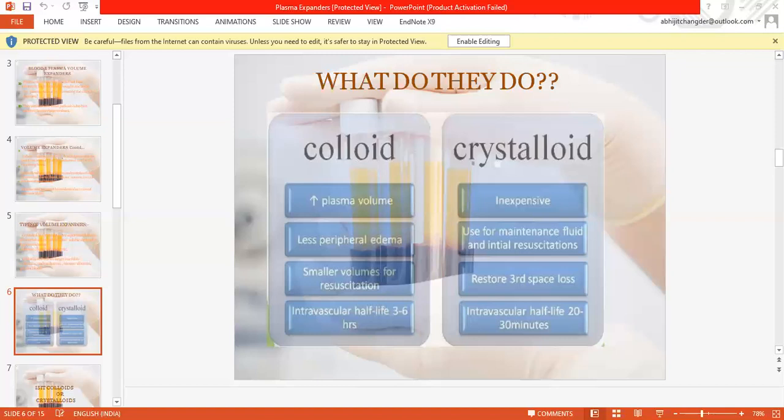Plasma volume expanders should be stable, easily sterilizable, and cheap, so that we can easily get them. So there should be no interference with blood grouping or cross-matching. It should be stable and easily sterilizable, and it should be cheap, as we can easily get it.